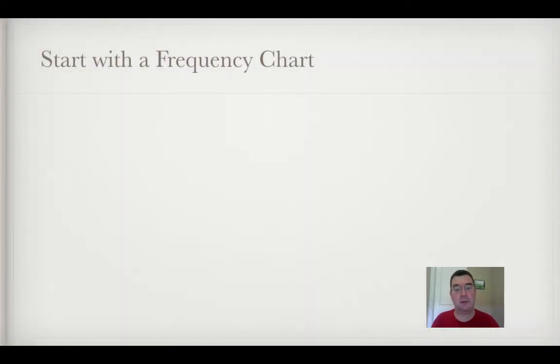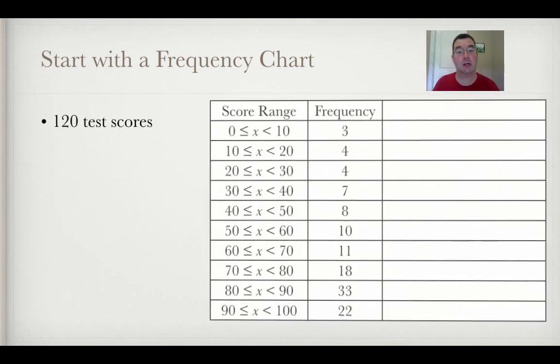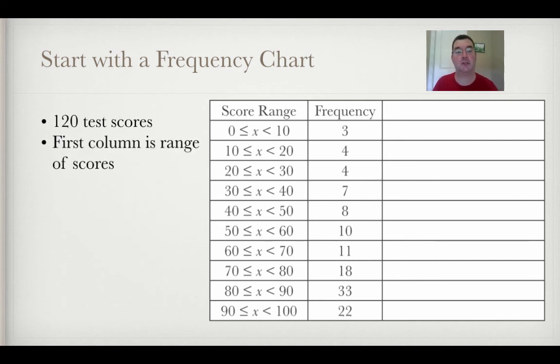We're going to start with a frequency chart. There were 120 test scores. 3 of those scores are between 0 and 10, 4 of them between 10 and 20, and so on down the table until we get to 22 scores between 90 and 100%. So that's all of the 120 scores.